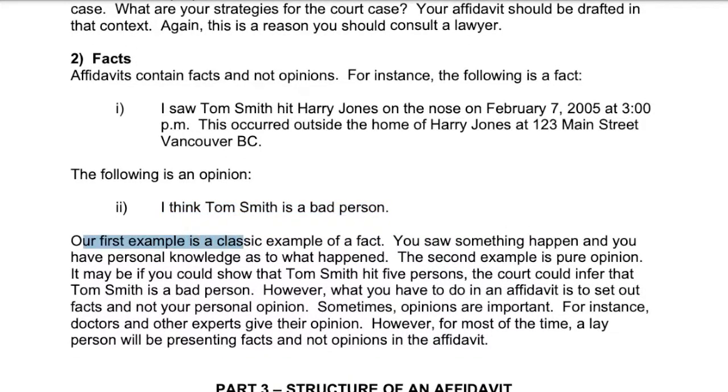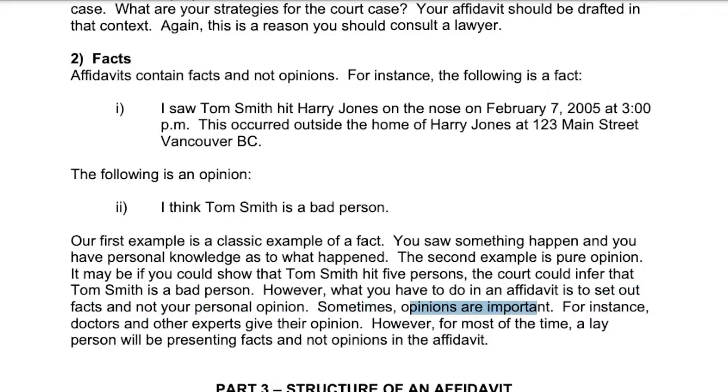Our first example is a classic example of a fact. You saw something happen, and you have personal knowledge as to what happened. The second example is pure opinion. Maybe you could show that Tom Smith hit 5 persons. The court could infer that Tom Smith is a bad person. However, what you have to do in an affidavit is set out facts and not your personal opinion.